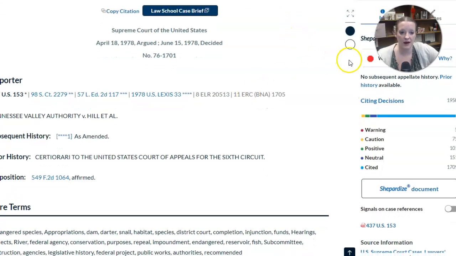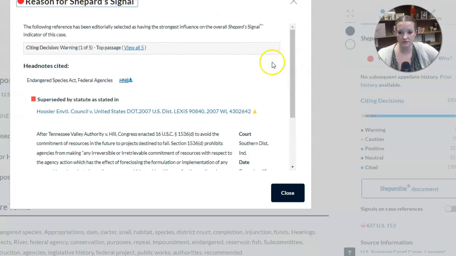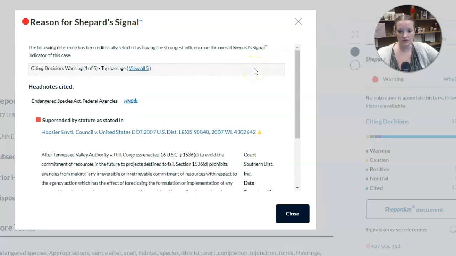To show you that, at right we see our signal. We've already seen that at the left of our case. We already know that there is some negative treatment indicated. If we click on it here, we can see a description from Lexis as to what their attorney editors feel is the most relevant case that has negatively treated our case.